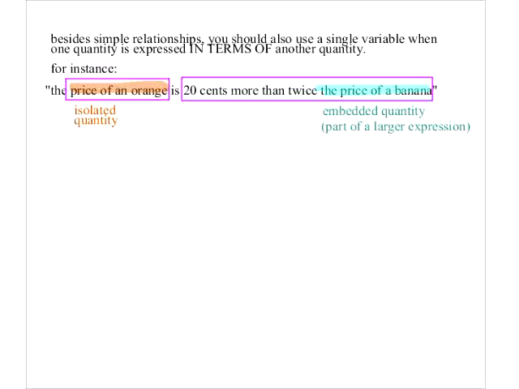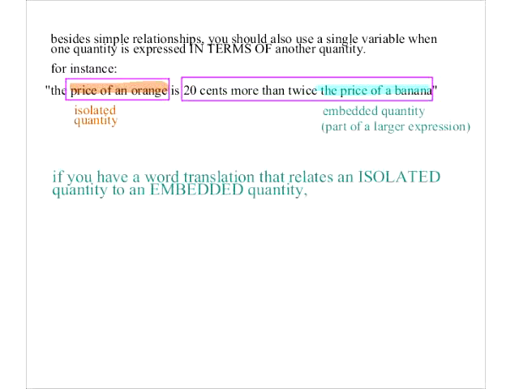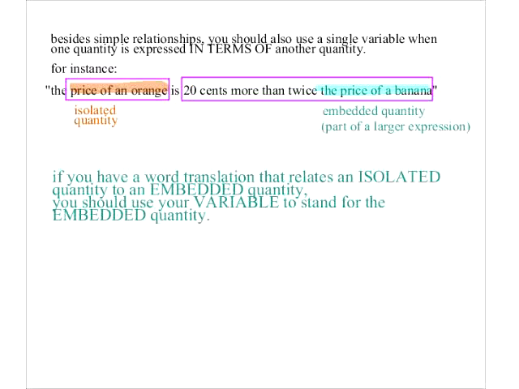You guys are all in agreement on this, so this would be a pretty quick takeaway. If you have an isolated quantity, and you have a word translation that relates an isolated quantity to an embedded quantity, you should use your variable to stand for the embedded quantity. So that's the deal there.